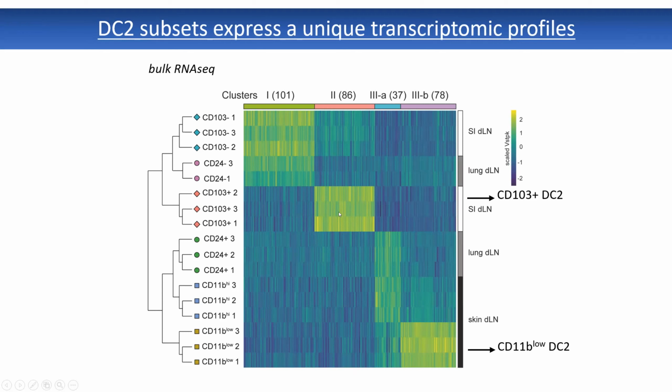And the populations that really expressed a unique transcriptomic signature were the CD103 positive DC2s from the intestine and the CD11b low DC2s from the skin.